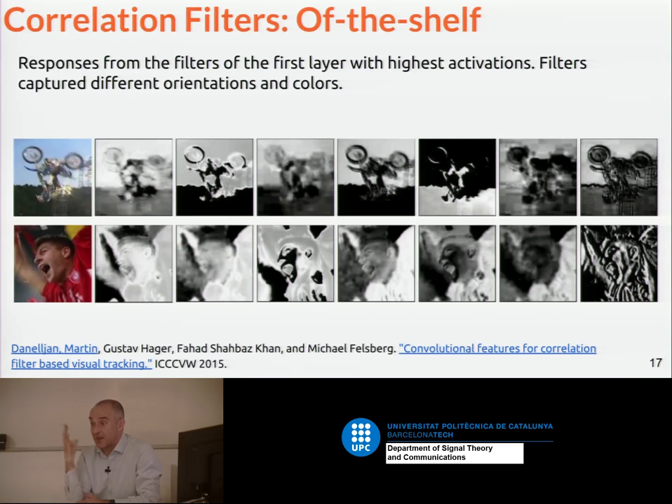So this is a network that is trained for image classification. Do we want to solve image classification today? No. What are we interested in today? What's the lecture about today?